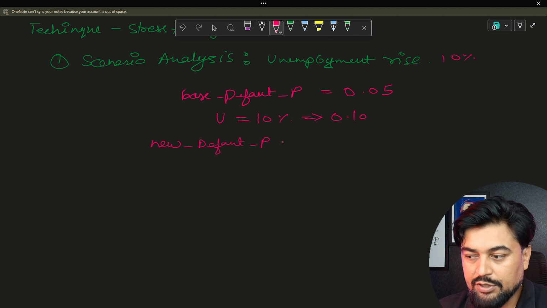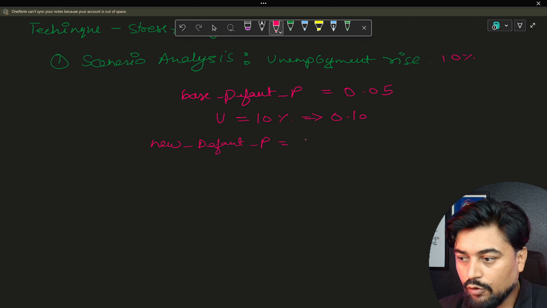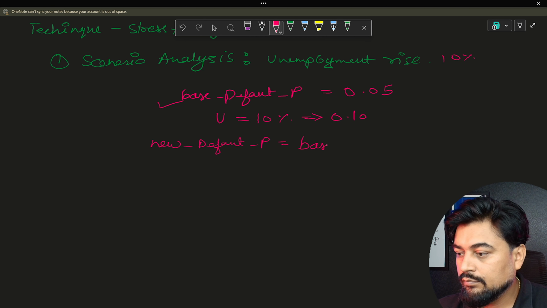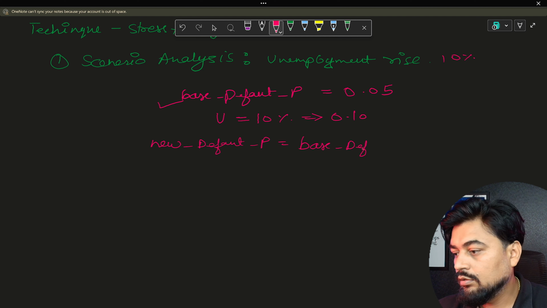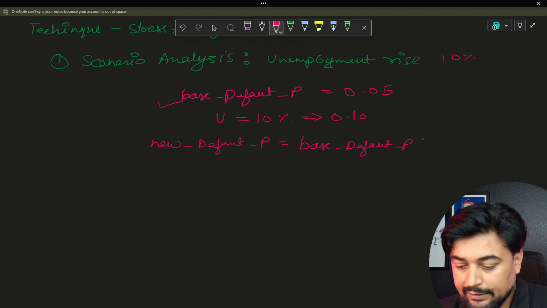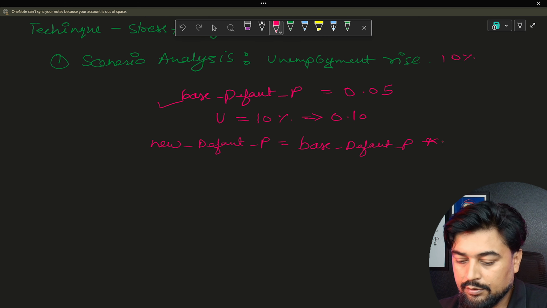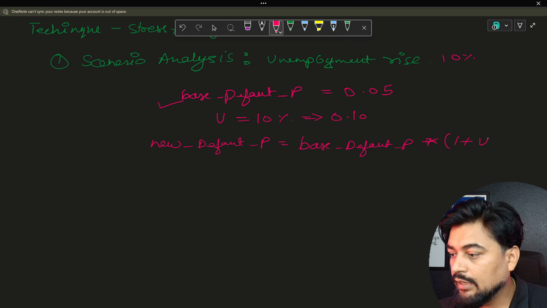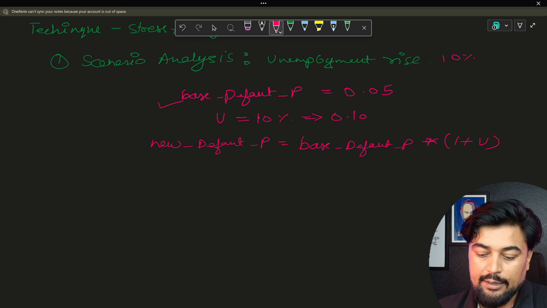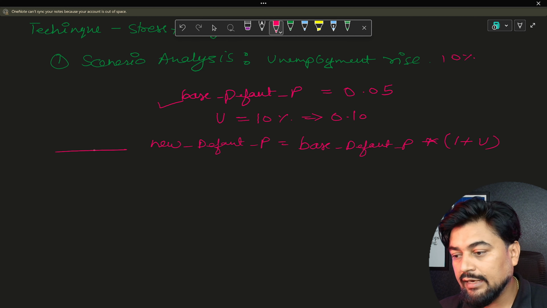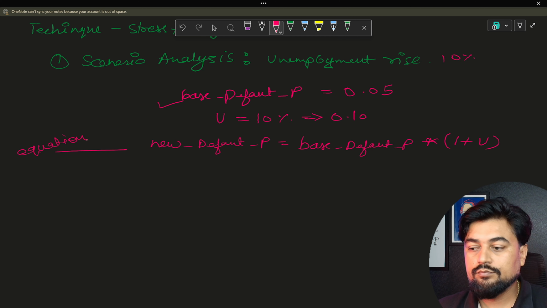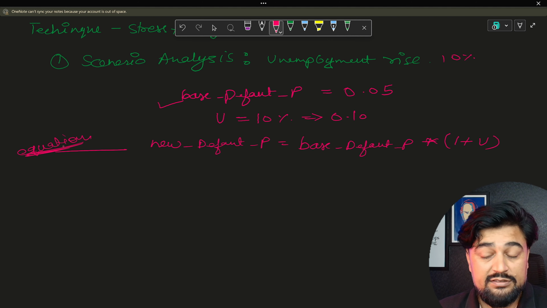So what will be the formula? The formula will be this: new default probability equals the base default probability multiplied by 1 plus U, that is your unemployment. So on the basis of this scenario, this will be your equation. So this is for the simple scenario.